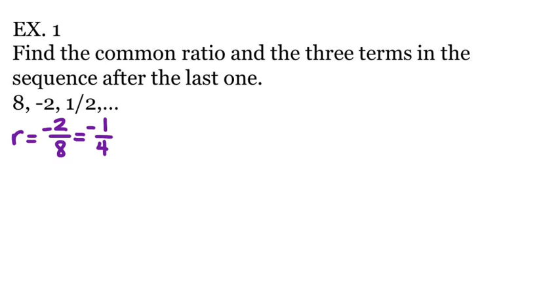So now I'm going to continue the pattern to find the next 3 terms in the sequence. So 1/2 times -1/4 will be -1/8. -1/8 times -1/4 will be 1/32. And 1/32 times -1/4 will be -1/128.